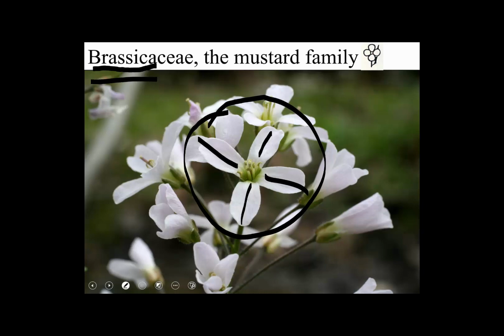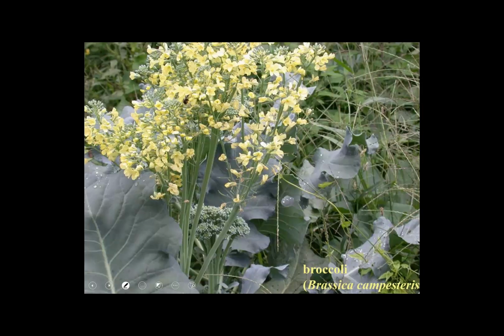The mustard family. Mustard family is, surprise, the family that mustard is in, and a lot of other vegetables too. For example, this is broccoli that we had in our garden and let grow a little bit too much. When you eat broccoli, you're eating flower buds, and if you let it grow, they flower. They turn into these blossoms. Very typical members of the mustard family.